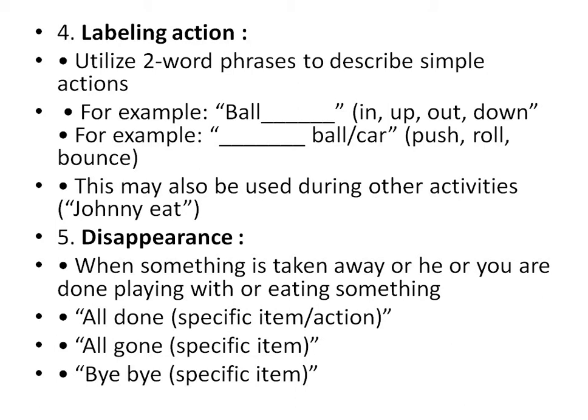This may also be used during other activities like "Joni eat," "Aisha eat." So these are simple fixed phrases that we use in our conversation. Like disappearance, when something is taken away, or you are done playing with or eating something. This is the general example of a child, but it can be done with any other person as well. Like "all done": most of you, when you are done with the assignment or the paper in class, say "I'm done" or "all done." So this is basically a functional fixed phrase.